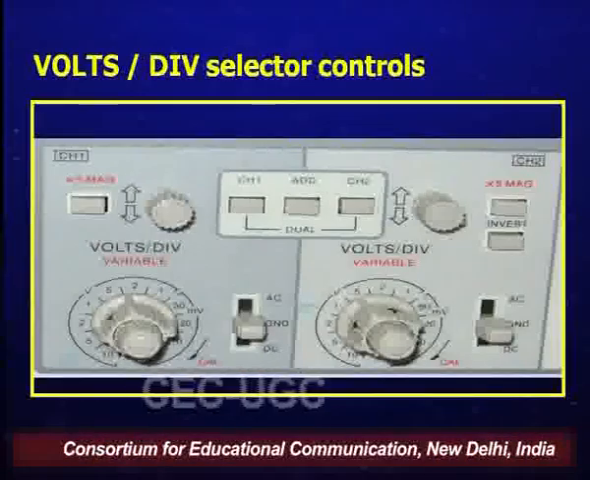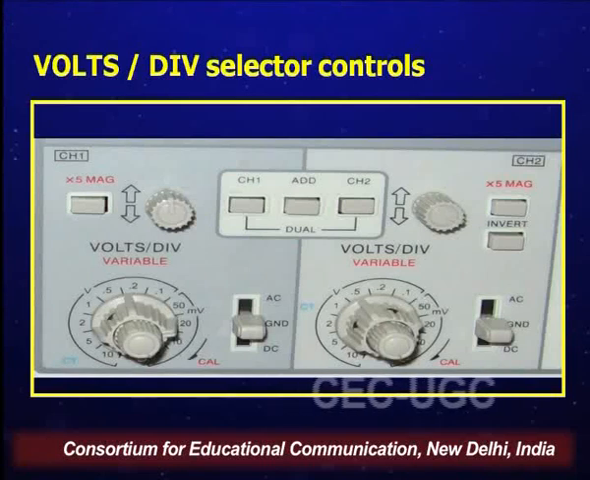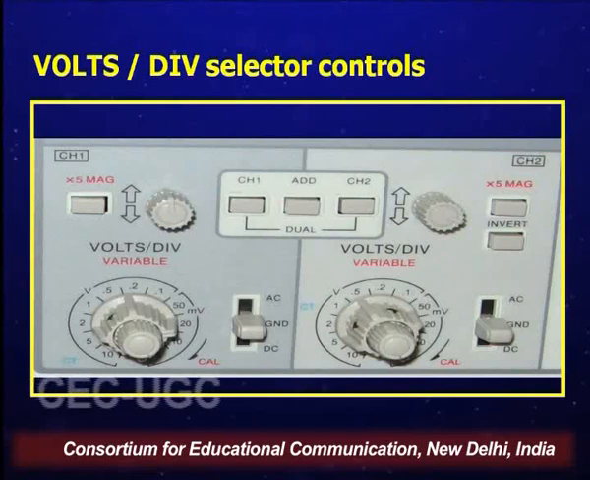Finally, the volts per division selector on the front panel. This is the typical volts per division selector control on the front panel of the CRO. As you can see the knobs and you can see the readings, then we use these knobs independently to get good displays on the screen.